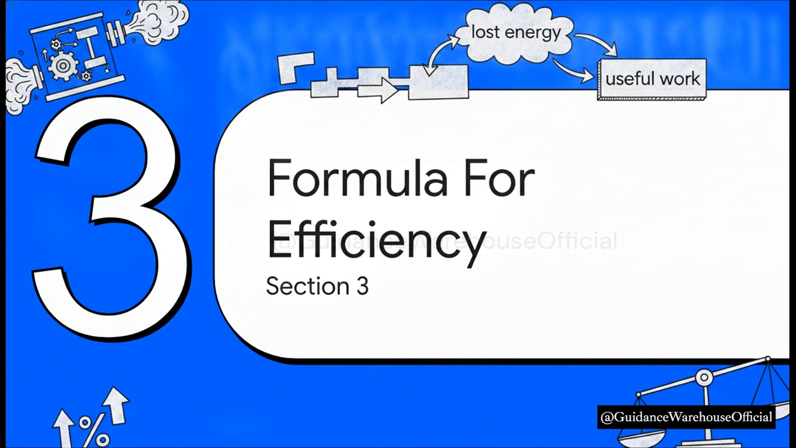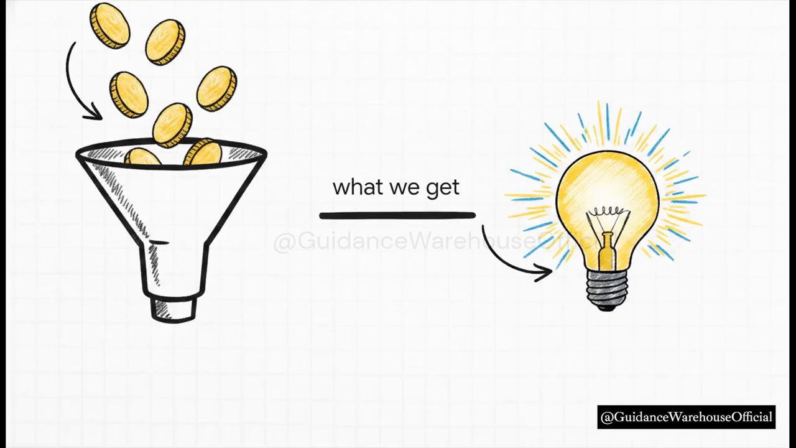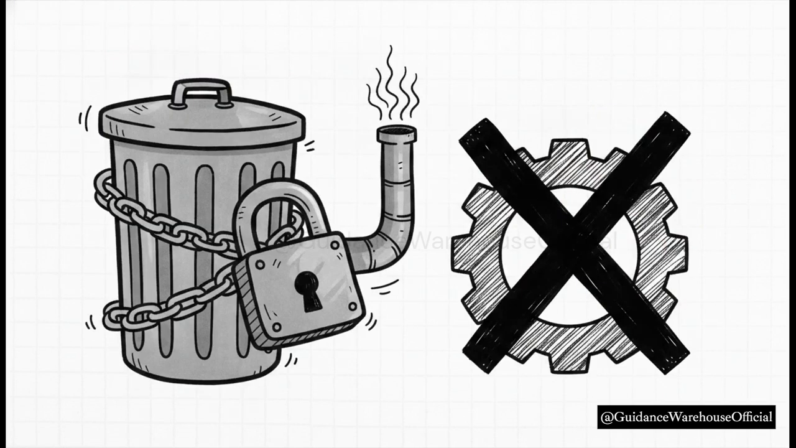That brings us to Section 3, the formula for efficiency. Before we throw the strict physics formula out there, let's just think about efficiency in everyday financial terms. Conversion efficiency is basically just what we get divided by what we spend. What we get is the useful work. What we spend is the total energy input we paid for in the first place. Pretty straightforward, right? Now let's translate that financial analogy into our actual thermodynamic formula.